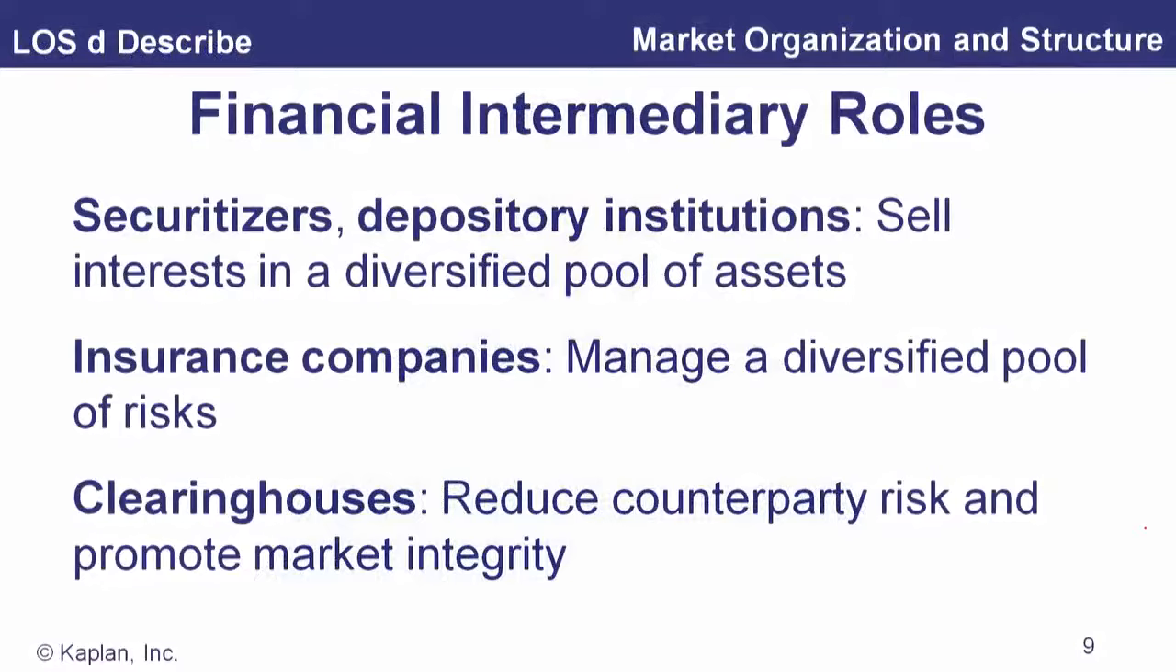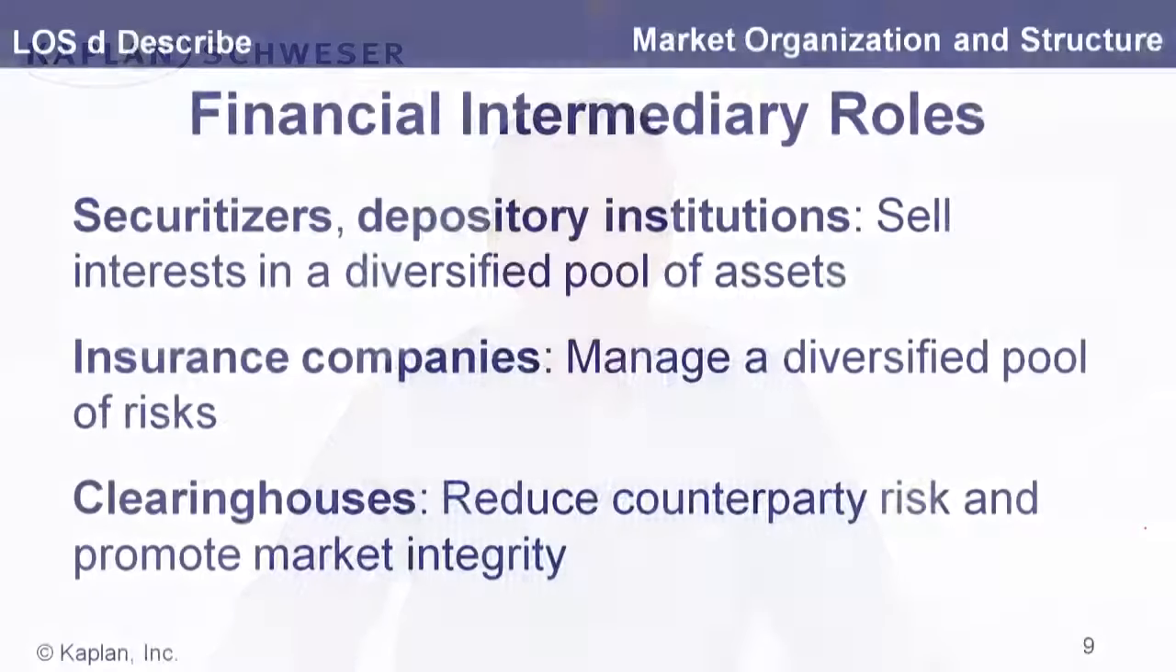Insurance companies manage a diversified pool of risks, so no surprises here. If they're issuing auto insurance, everybody pays in their premiums, and there's a pool of risks, and when they have accidents and insurance payoffs are made, they use the premiums for that.